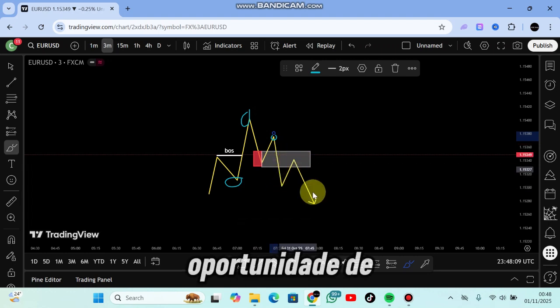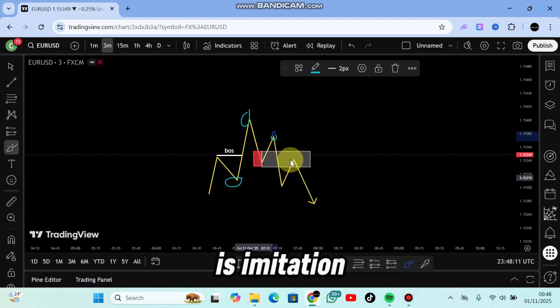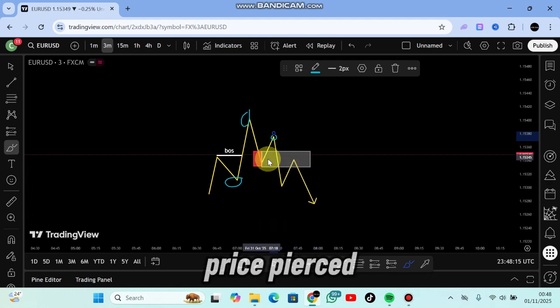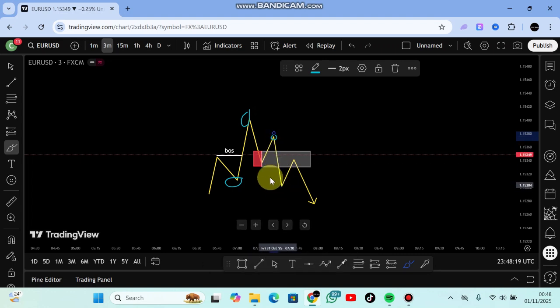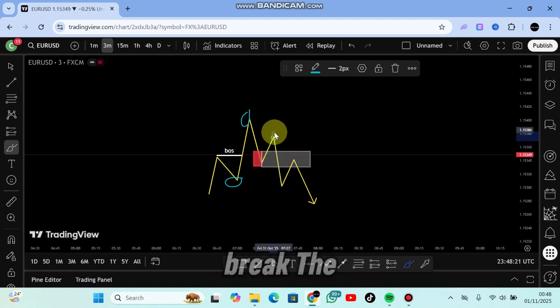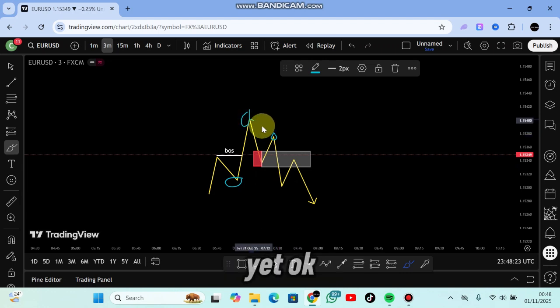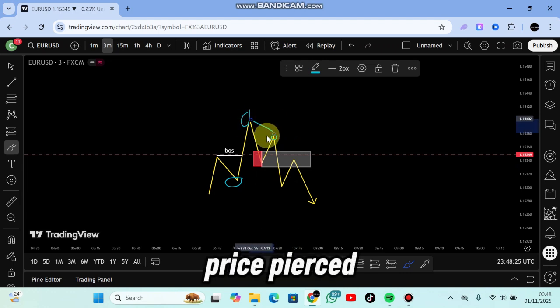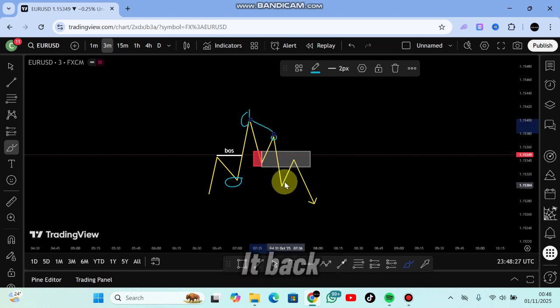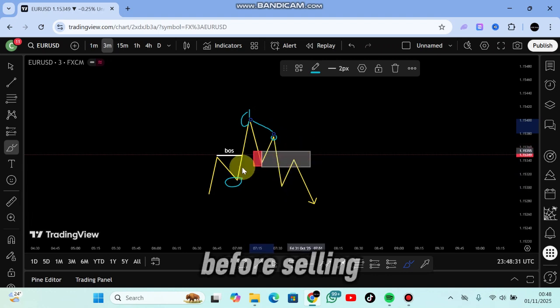This is simply what a mitigation block is. A mitigation block is simply an order block that price pierces through. Yet before price pierces through, price creates a high which was unable to break the previous high. So once price pierces through, you should be expecting price to retrace back to that particular order block before selling.